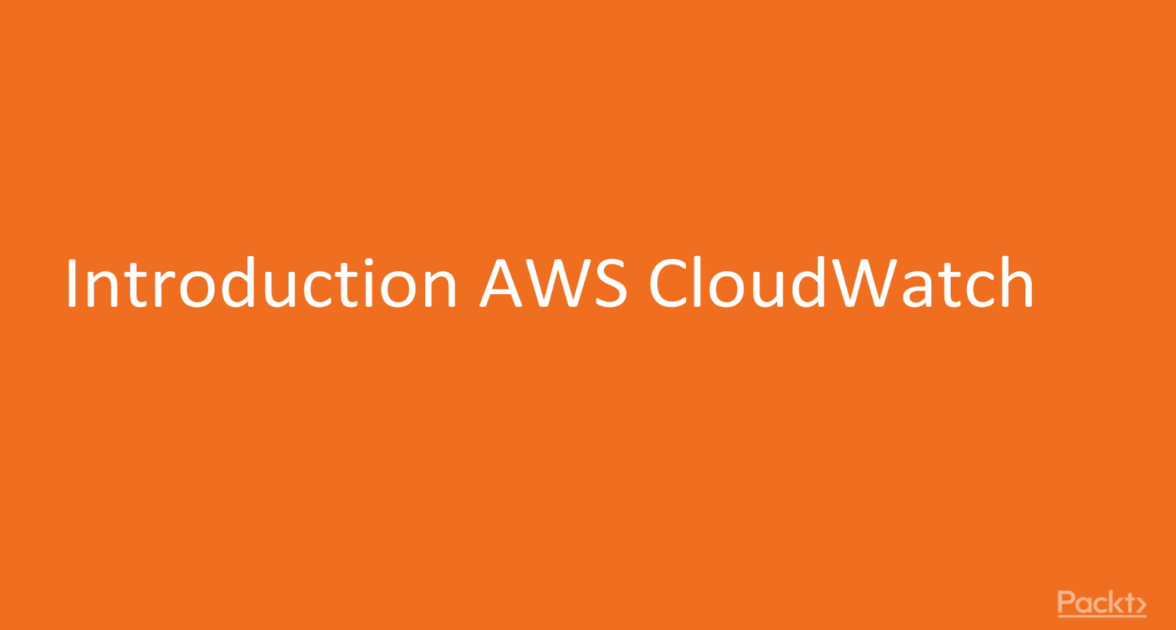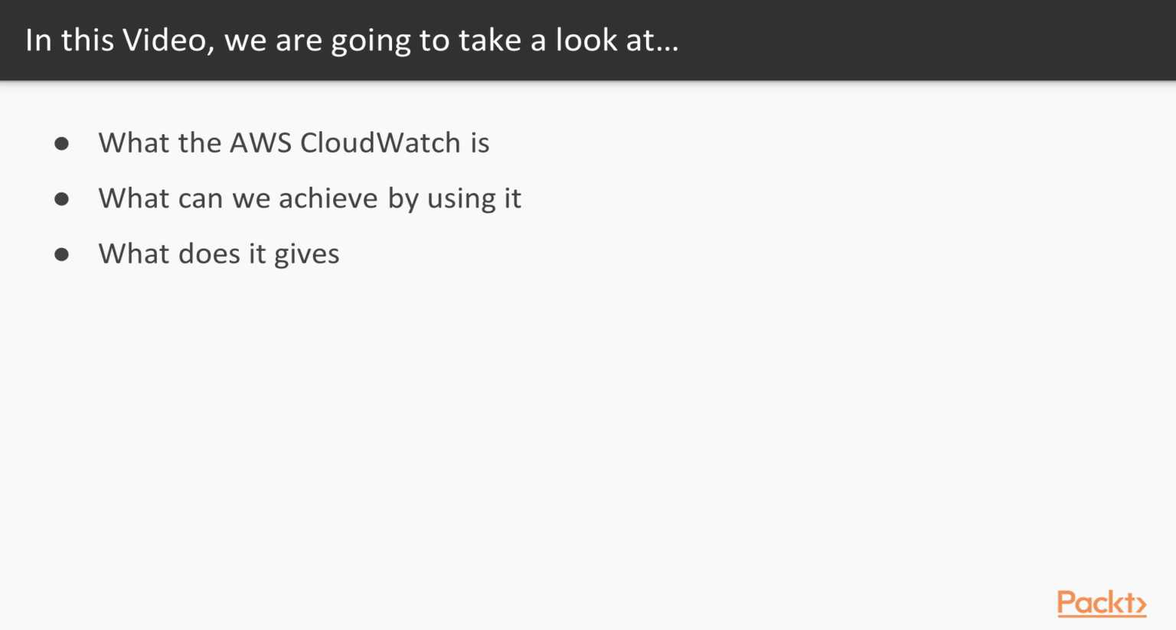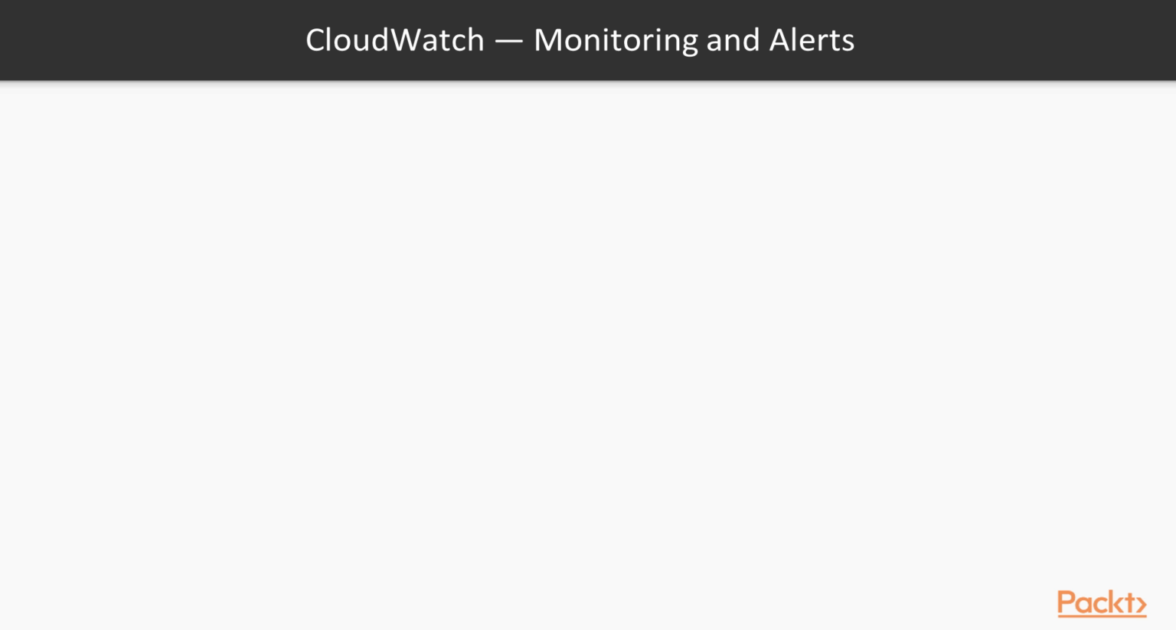And this is an introduction to AWS CloudWatch. So we will see what that tool has and when we can use it. We'll see what AWS CloudWatch is, what we can achieve using it very easily, and what it gives us. So CloudWatch is a tool for monitoring and alerts. So it combines those two responsibilities.